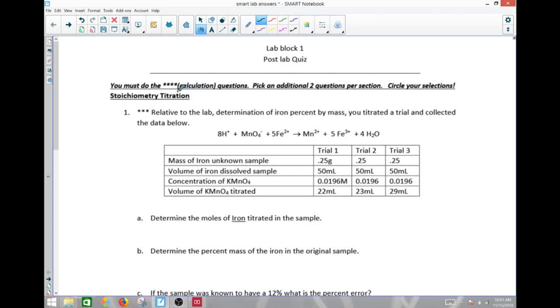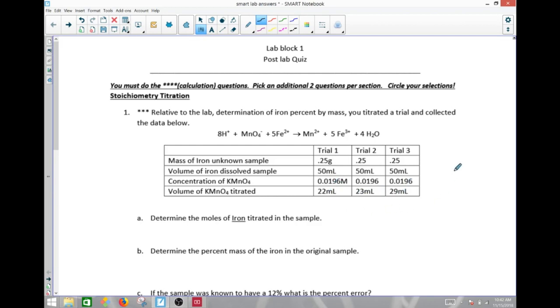All right, it says we're doing our titration. Determine the moles of iron titrated in the sample. We have different trials here, and notice they're all about the same volume, about the same level. This one's a little bigger, so maybe we'll just pick one of them.